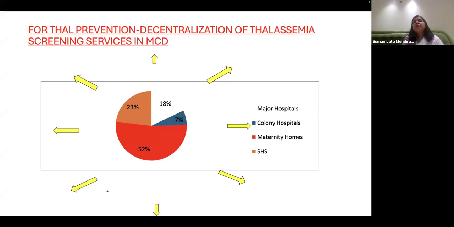I just want to emphasize that I have calculated in our setups, in MCD, only 18% of patients we are seeing in major hospitals, and the rest of the patients: 52% in maternity homes, 23% in schools, and 7% in colony hospitals. So if we are screening only in hospitals, and if we really want to prevent or eradicate thalassemia, then we have to start screening in peripheral institutes. If we just keep on doing it in hospitals, it is not possible, because we are covering only 18 to 20 percent of patients.